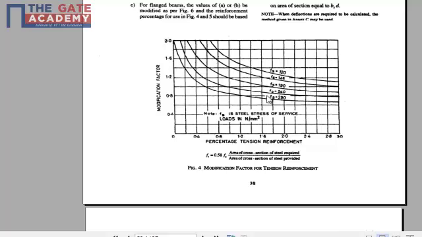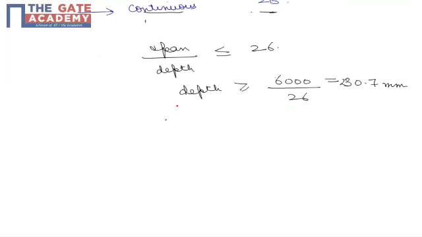Now once Fs is obtained and the percentage tension reinforcement is known, we can calculate the modification factor, and in the given question it is already mentioned that this modification factor is unity, hence 26 needs to be multiplied only by 1, keeping the answer the same despite any modification factor, that is 6000 divided by 26, 230.7.